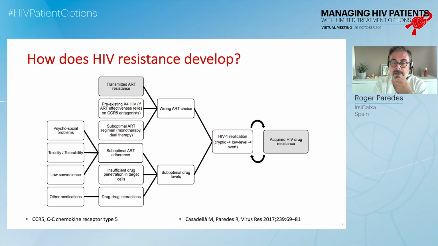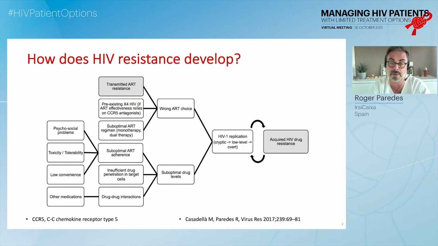Also, there are situations in which we might achieve suboptimal drug levels, and that could happen because of suboptimal antiretroviral adherence, either because there are psychosocial problems, toxicity, tolerability problems, or low convenience of the drugs that we are giving, insufficient penetration of the drugs in some target cells or reservoirs or sanctuaries, but also due to the presence of drug-drug interactions. So either the presence of suboptimal drug levels or a wrong treatment choice leads to HIV-1 replication.